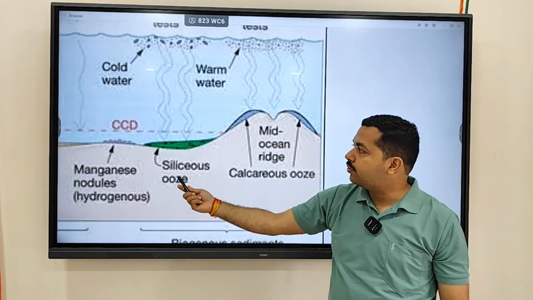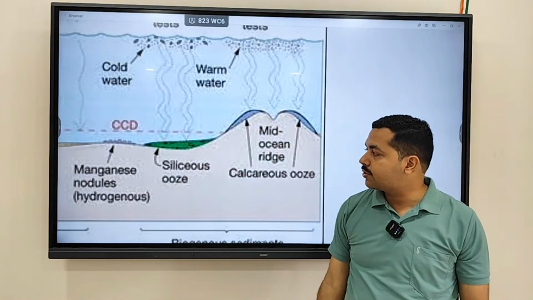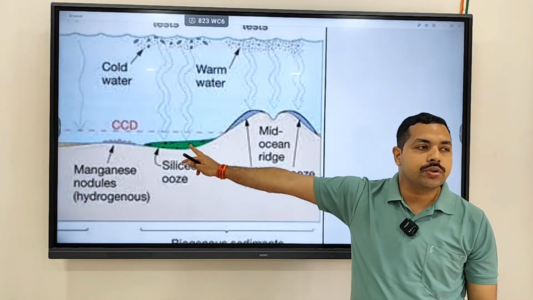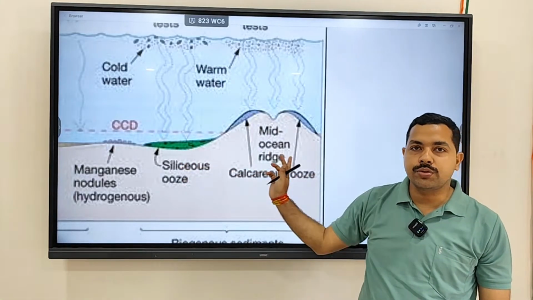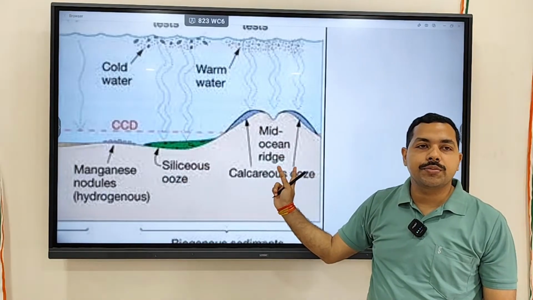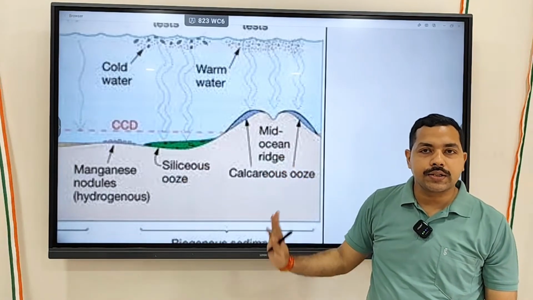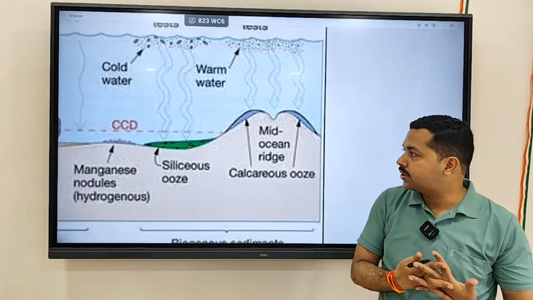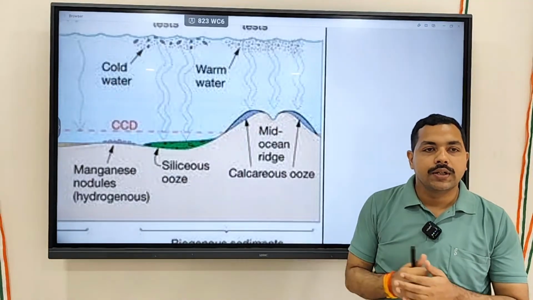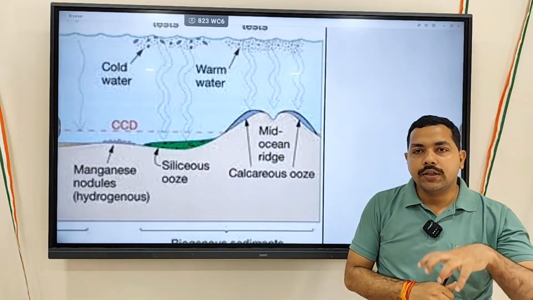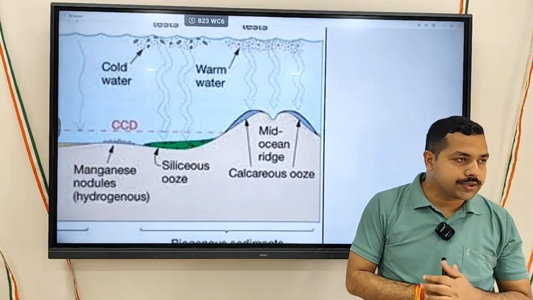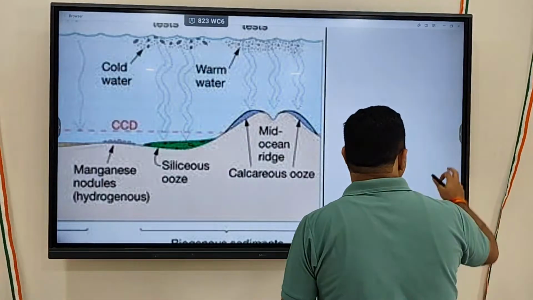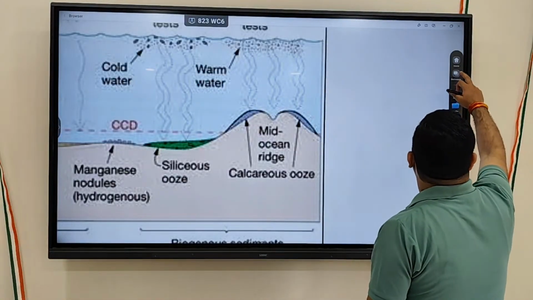The one that is found at the bottom is called what? Siliceous oozes. So if rich in silica, then it is going to be which type of oozes? Siliceous oozes. If it is rich in calcium, then which type of oozes? Calcareous oozes. So this type of deposit that you are finding inside the ocean, which type of deposit are these? These are organic deposits, pelagic deposits. Fine. So you might get a question like this.